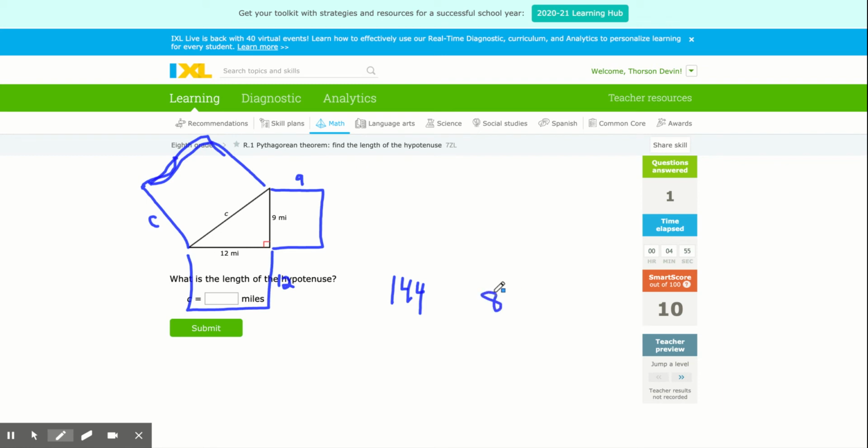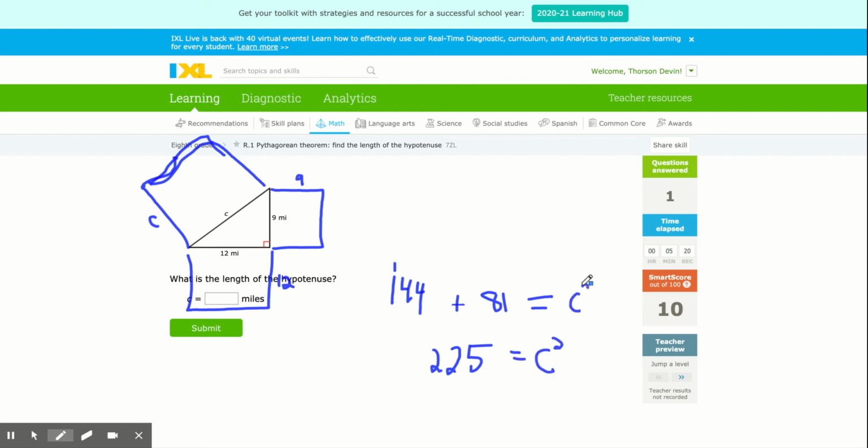That's 81. Then you add those two areas together, because the two smaller squares, their areas added together are the same as the larger square. So again, we're going to add those two together. We're going to get 225. So 225 is equal to c squared.